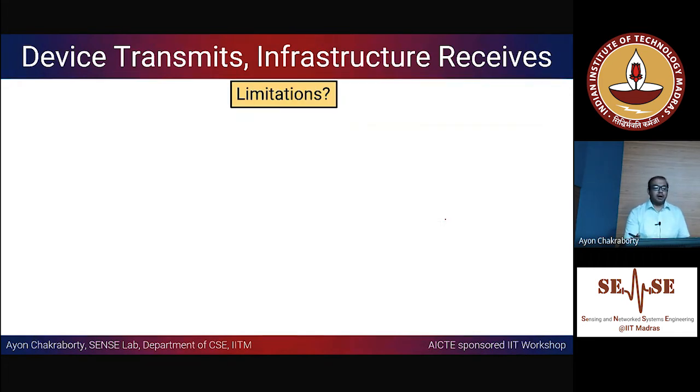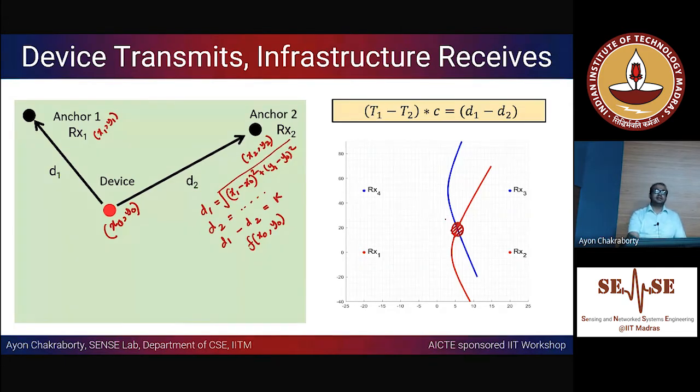So now, what are the limitations? Any idea about the limitation of such a system? A system limitation, right? What happens? What particular thing is difficult when we follow such a norm of locating the devices? The device is transmitting and the infrastructure receives, and the infrastructure does all the job for you, which is good, right? What particular scenario will it be difficult for you to deploy a system like this?